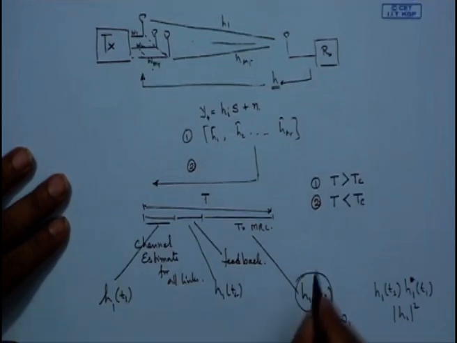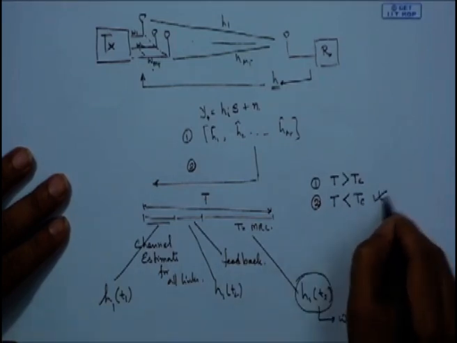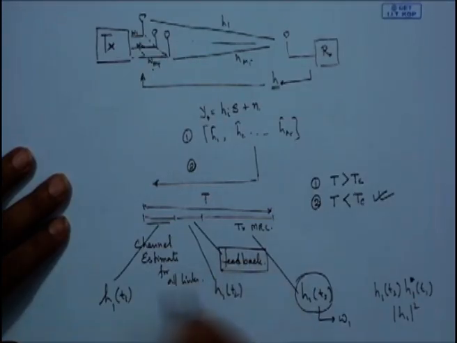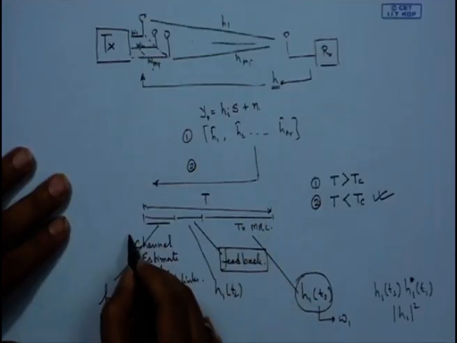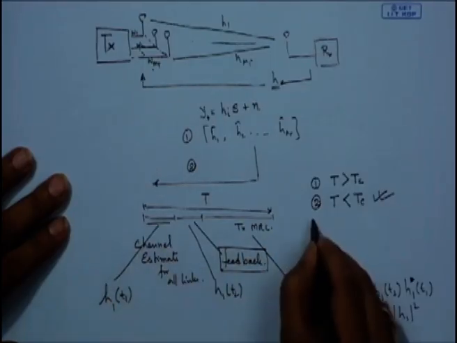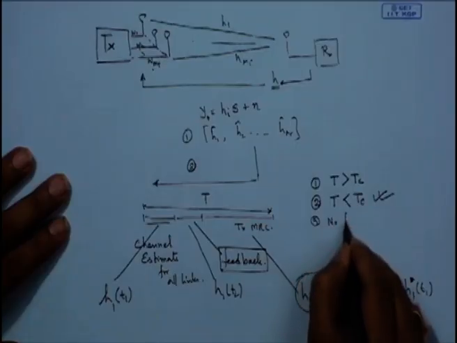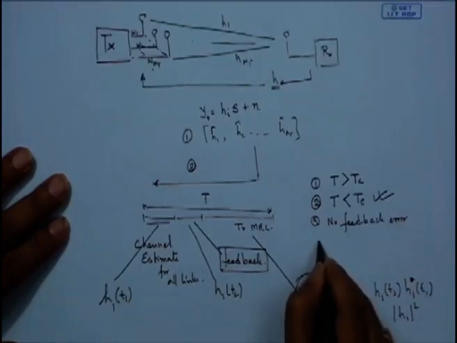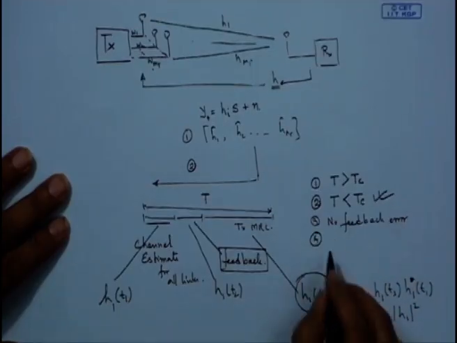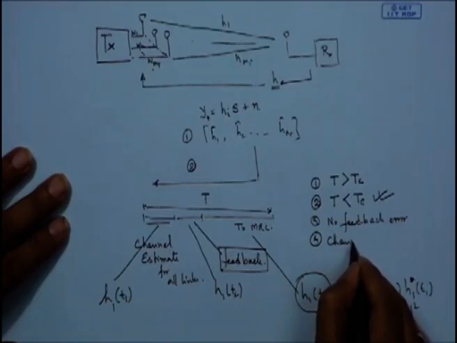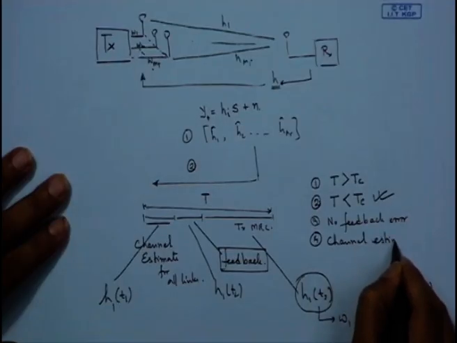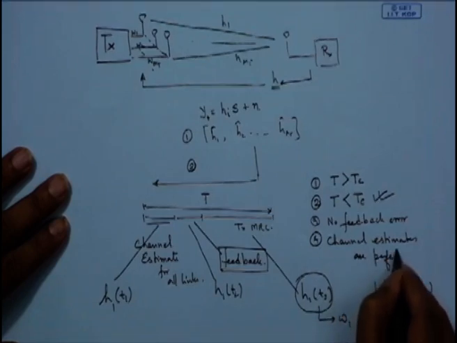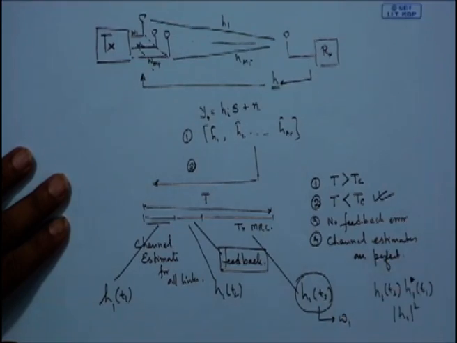That's number 1. Number 2 is that this feedback has to happen in an ideal way. That means during feedback there is no error, so no feedback error. And point number 4, that the channel estimates are perfect, although it is never true. So what we discussed is an ideal condition.